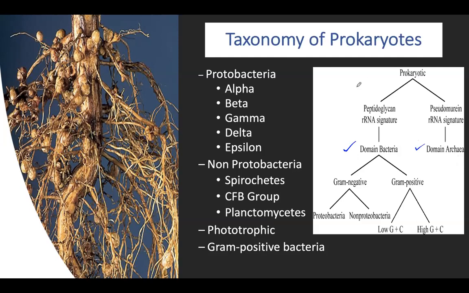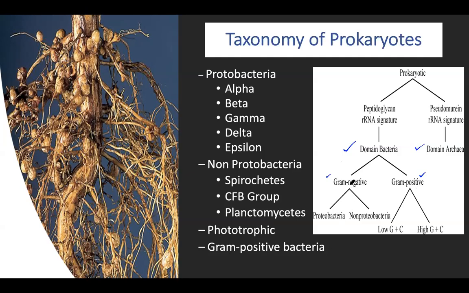So mostly we are going to work on the domain bacteria. Now bacteria, we have two different groups, gram-negative bacteria and gram-positive bacteria. We worked on that based on the cell wall thickness, or based on the presence of peptidoglycan, how thick the peptidoglycan layer is. Based on that, we have gram-negative bacteria and gram-positive bacteria.